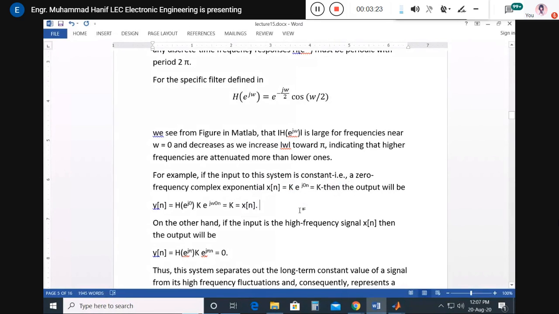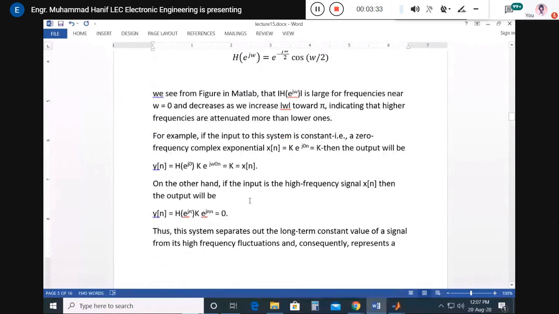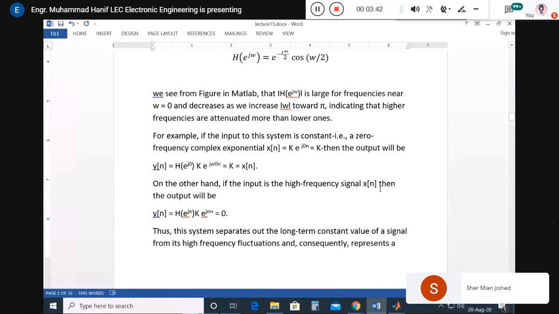So that is equal to k, which is equal to x of n. Because it's a low pass filter, and if we consider a constant signal which has a zero frequency, then output will be equal to the same input. On the other hand, if to the same system the input is a high frequency signal, then put omega is equal to pi. High frequency signal frequency will be pi.